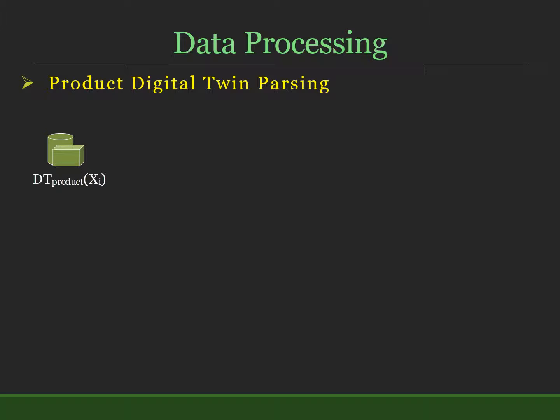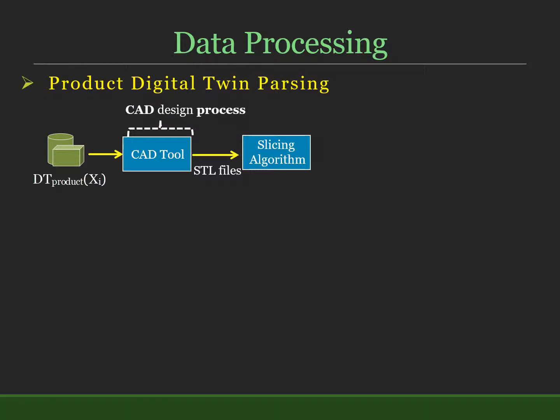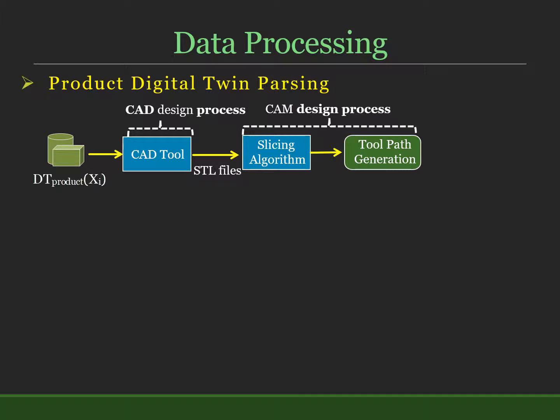First of all, the digital twin of the product goes through a computer-aided design tool where stereolithography files, which are 3D coordinates, are created. It then goes through a slicing algorithm which slices this 3D geometry into multiple layers. It then passes through a toolpath generation algorithm which finds the best route to traverse in each layer. The outcome of this toolpath generation algorithm is what is known as G-codes, and combined with the machine-specific codes, it forms GM codes.